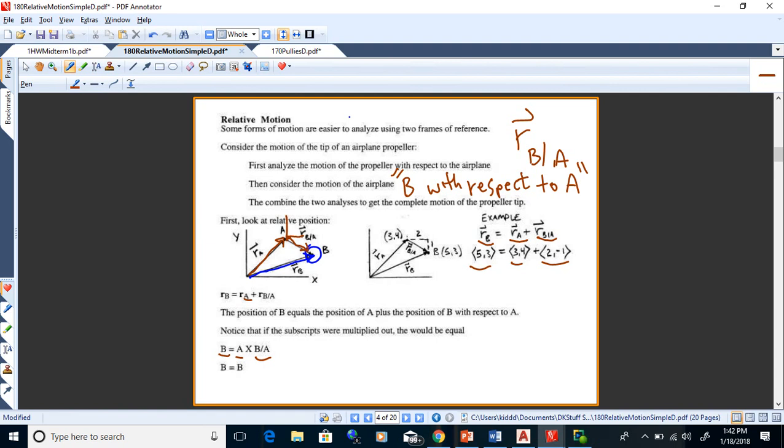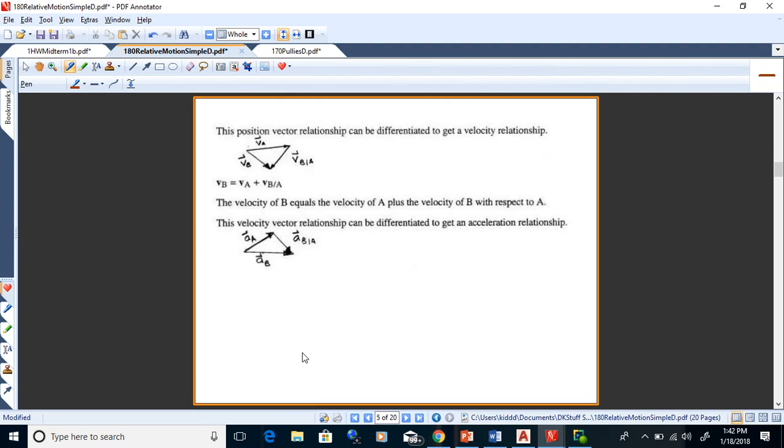All right, so that's relative position there. Now, just like we were doing with our pulleys here, I can just take time derivatives. So I can take our time derivative of relative position and get relative velocity if those points are moving. So VB is VA plus VB with respect to A. And similarly, I can get AB is A sub A plus AB with respect to A. Okay? So this relationship holds for position, it holds for velocity, and it holds for acceleration.